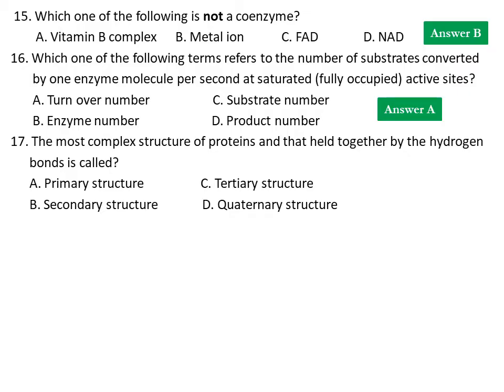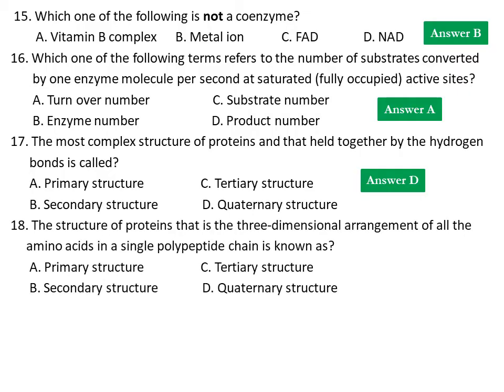Question number 17. The most complex structure of protein, held together by hydrogen bonds, is called A. Primary structure. B. Secondary structure. C. Tertiary structure. D. Quaternary structure. So the answer should be D. Quaternary structure, which is the most complex structure of protein.